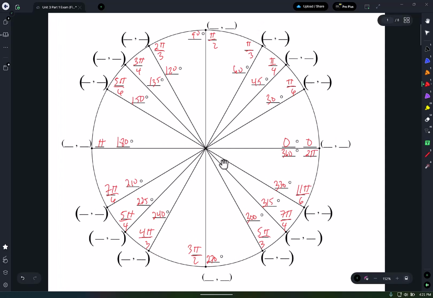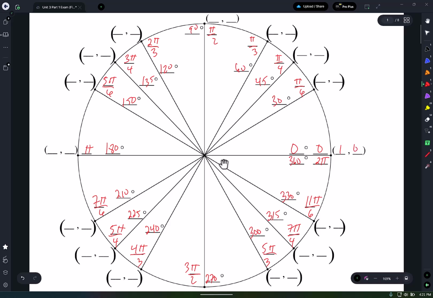And then the coordinates. So the radius is 1, so this one's 1, 0. Then this one's square root of 3 over 2, comma 1/2. So the x gets smaller while the y is getting larger. And then here, both of them are square root of 2 over 2. And then this one's going to be 1/2, and square root of 3 over 2. And then here's where this is 0, and that's a 1, right?